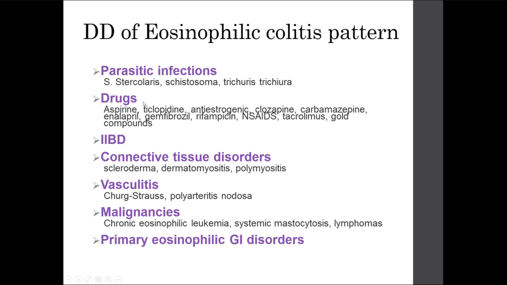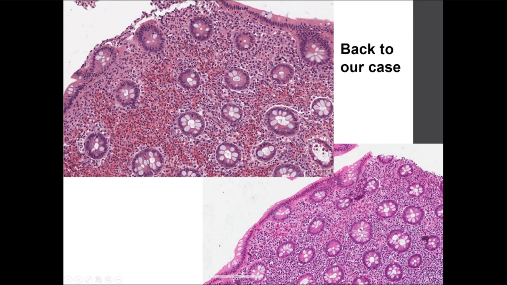Parasitic infections, drugs, IBD, connective tissue disorders, vasculitis, malignancies, and primary eosinophilic disorders, among many others. Primary eosinophilic disorders, I have to say, are very rare. They present in pediatric patients, in infancy, typically associated with allergies, so not so many. So back to our case, I pointed out those other cells that were clustering.